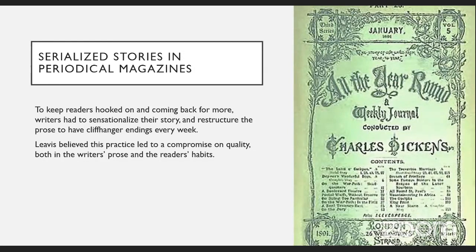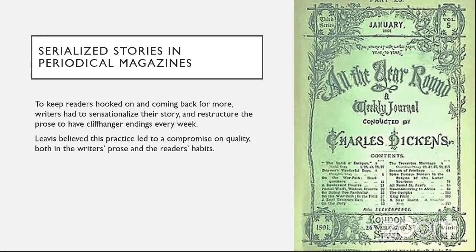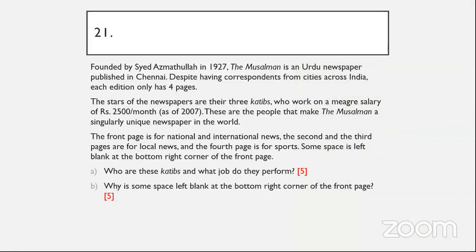So good answer there. Next question to team 2. Founded by Syed Azmatullah in 1927, the Musalman is an Urdu newspaper published in Chennai. Despite having correspondents from cities across India, each edition only has 4 pages. The stars of the newspaper are their 3 katibs who work on a meager salary of 2,500 a month. This article was very old, so this is as of 2007. These are the people that make the Musalman a singularly unique newspaper in the world.